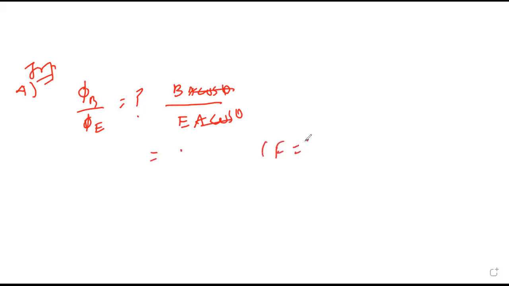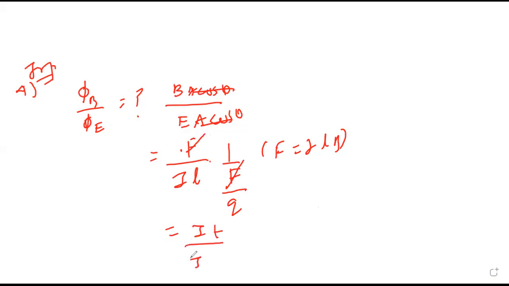F equals to ILB, so B will come, no? F upon ILB. Okay. And in E, what can we write? Force upon charge, no? Yes. F F cancels. Charge is I times T, can I write that? Yes. So I I cancel. That means time T and length L minus 1. T1 L minus 1, option A. Must submit. A option.